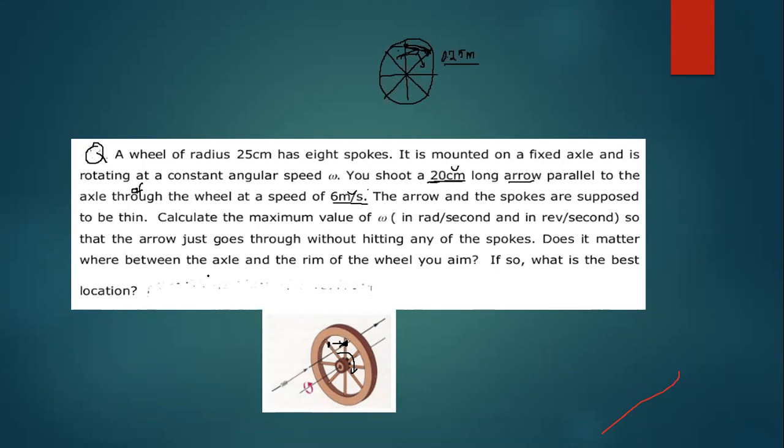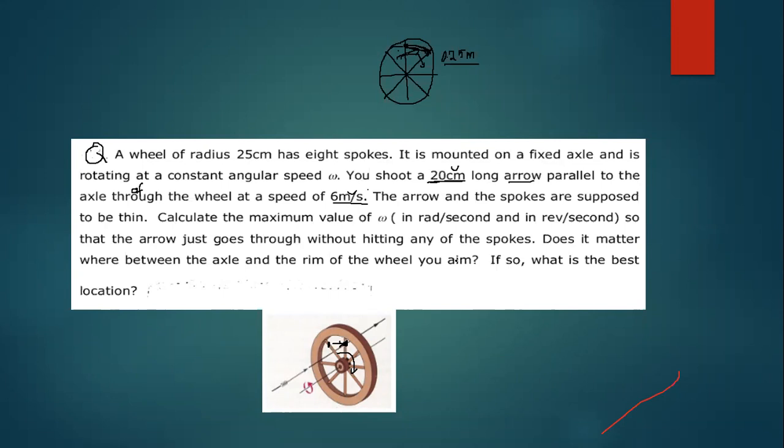This other part, you mean this other portion which is talking about whether it matters where between the axle and the rim the arrow passes through? Is that what you're talking about? Because your network is not sounding very clearly. I'm not able to get you clearly. What are you talking about?